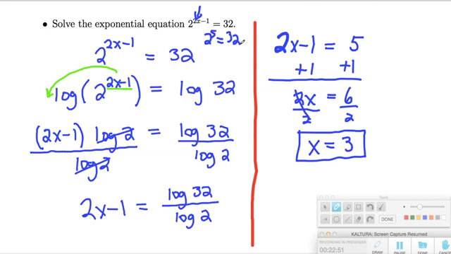Notice how you could have guessed if you worked with the original and guessed that x was 5, but if it had been a decimal value for x, you would not have been able to just guess it. You would have needed to go through the process of logarithms to solve it.